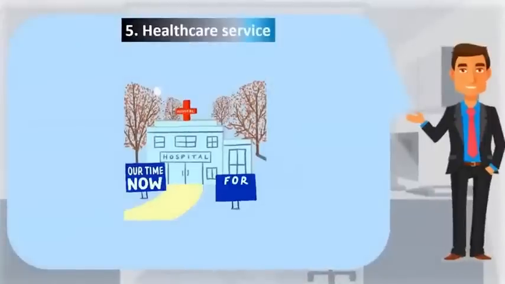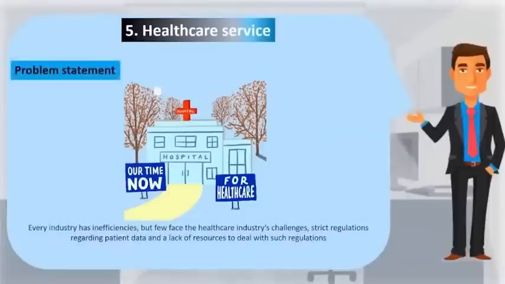The fifth example is healthcare service. Healthcare systems contain numerous burdensome tasks that involve significant resource allocation, such as claim management. This results in high operational cost and slow process. Every industry has inefficiencies, but few face the healthcare industry's challenges: strict regulations regarding patient data and lack of resources to deal with such rules.